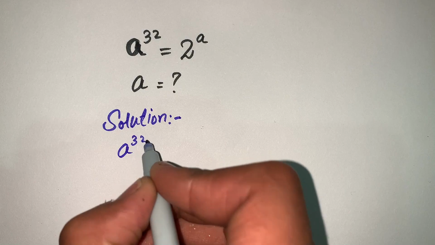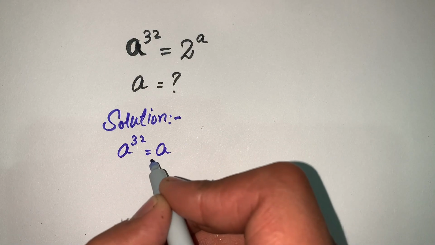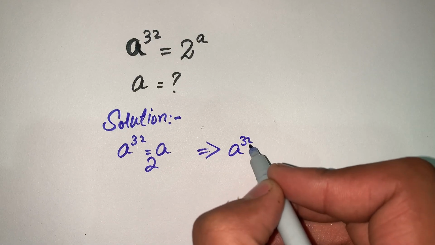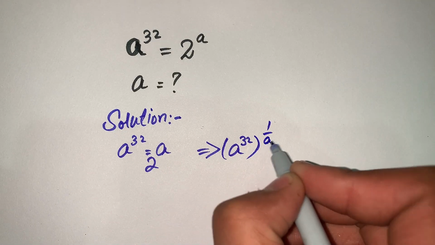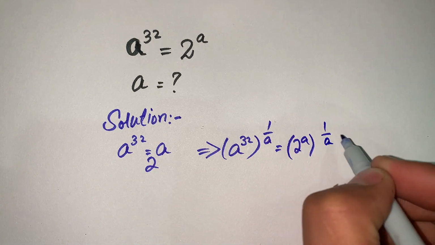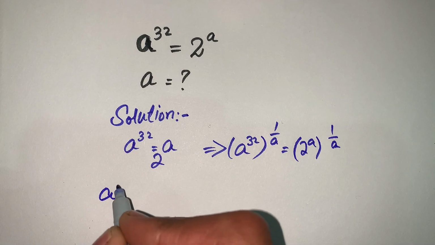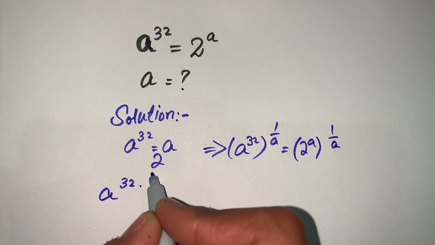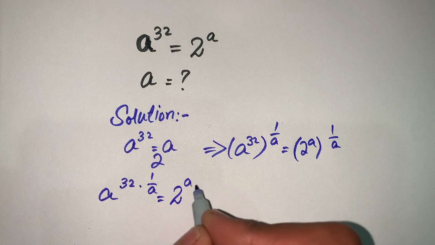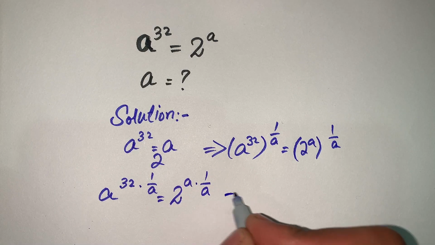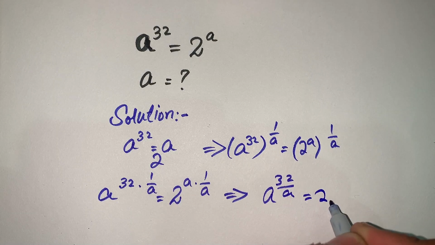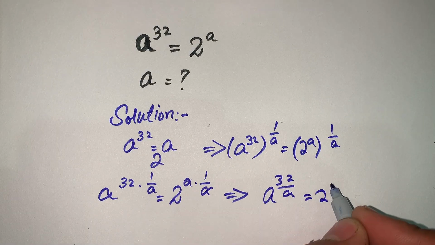a to the power 32 is equal to 2 to the power a. So this will be a to the power 32, whole to the power 1 divided by a, is equal to 2 to the power a, whole to the power 1 divided by a. a to the power 32 into 1 divided by a is equal to 2 to the power a into 1 divided by a, and this will be a to the power 32 divided by a is equal to 2, this a cut by this, remain 1.